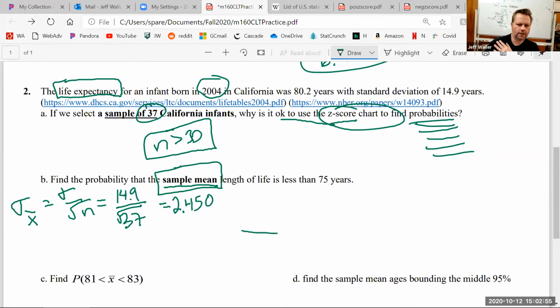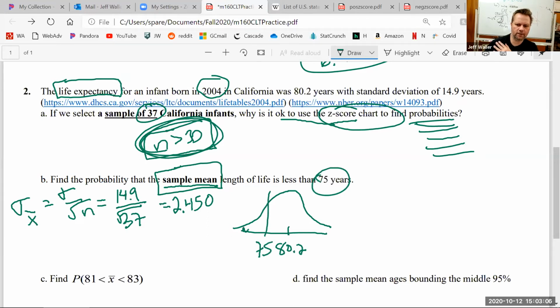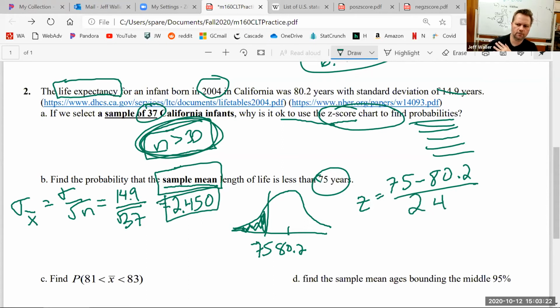Then I can draw them a picture. I know it's normally distributed because of this. I put the mean in the middle. I got my 75 years, and I want the probability somebody kicks it before there. So now I'm going to make my z-score, and I just be sure that I use the right standard deviation. I don't use that standard deviation, I use that standard deviation. That's going to be something like 2.08 negative.